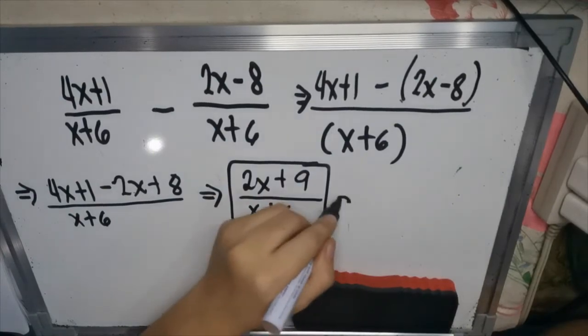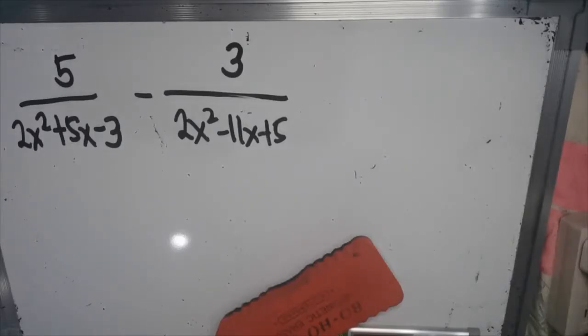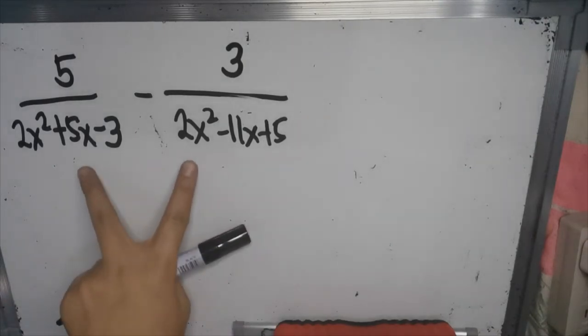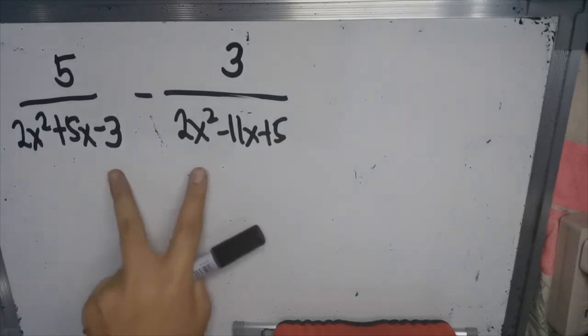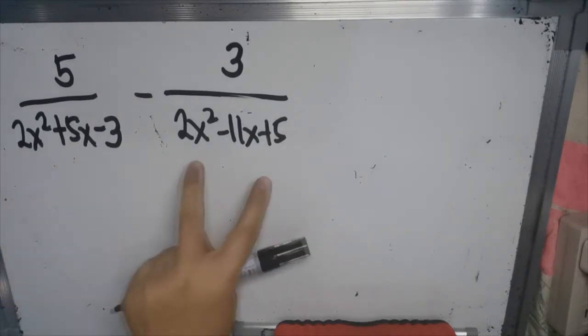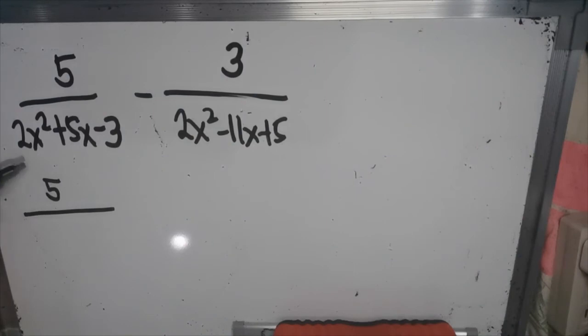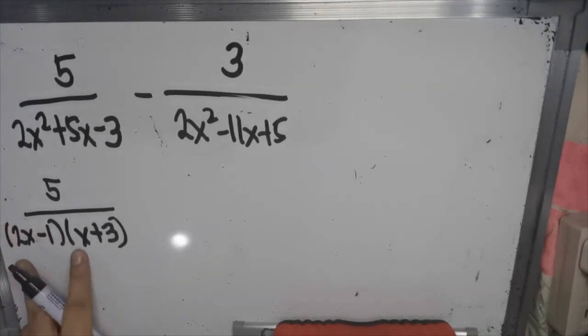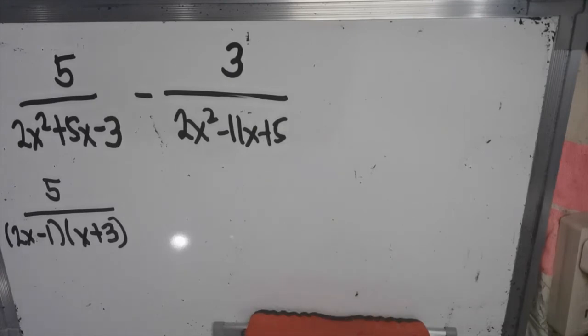Get it? For example, we have 5 over 2x squared plus 5x minus 3, minus 3 over 2x squared minus 11x plus 5. So, follow the process so you won't get confused. Again, observe, we have different denominators, but they can be factored. Okay? So, let's factor that. The factored form is 2x minus 1 times x plus 3. Right? So, the factored form is 5 over 2x minus 1 times x plus 3.